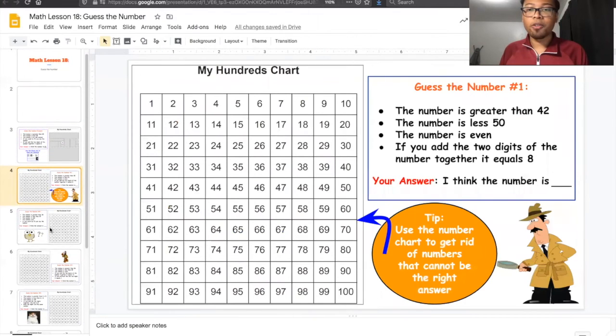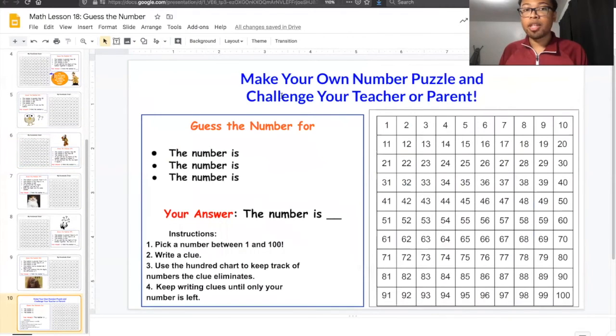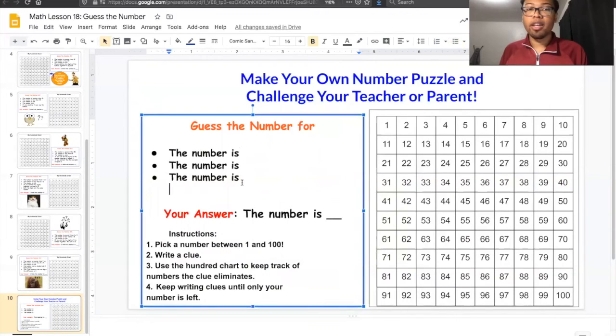So once you go ahead and you finish all the ones Mr. G made for you, you can go here at the end and you can make your own number puzzle or challenge your teacher or parent. So right over here, you can write your little hints and your answer. Don't fill out this part. This is going to be for whoever you give this to solve. So leave this blank, but give them some hints.